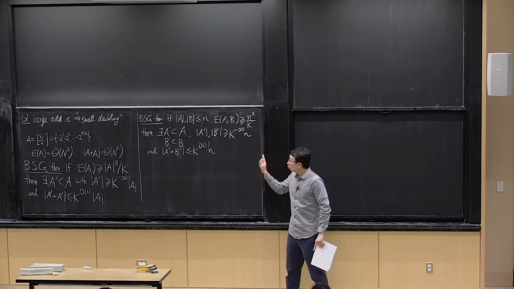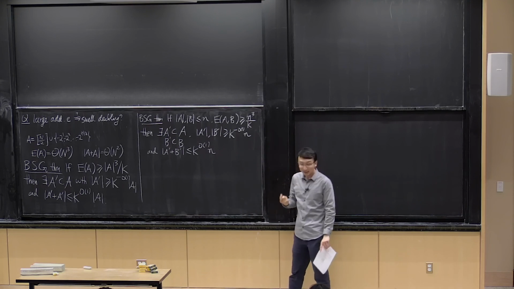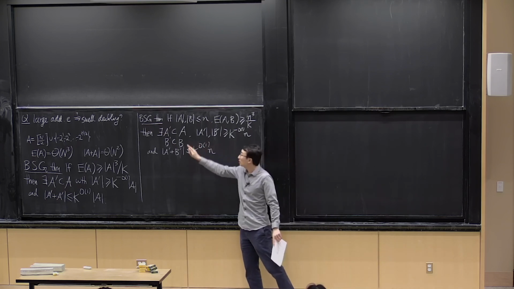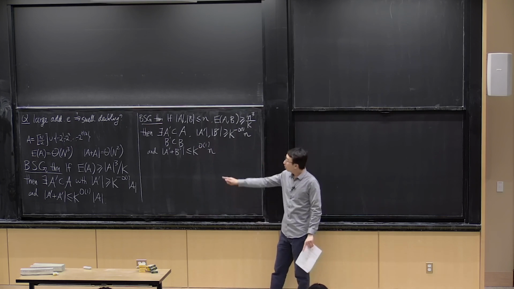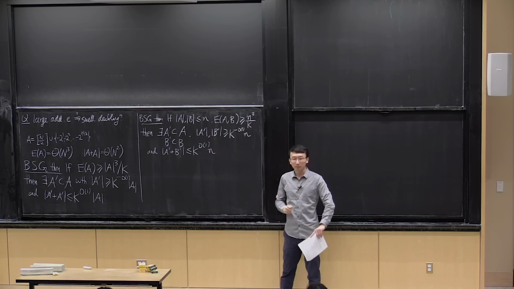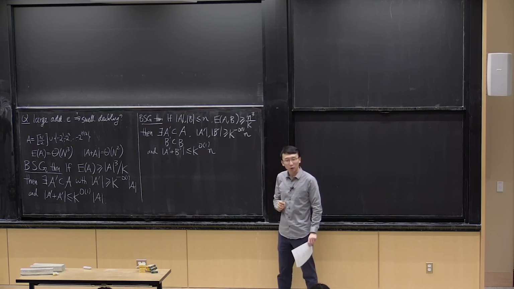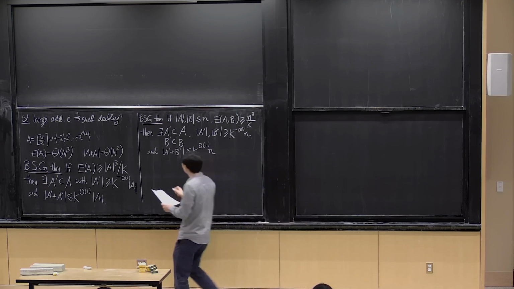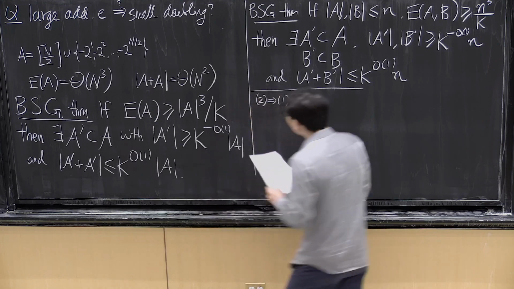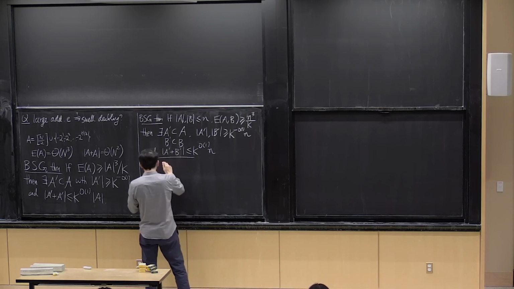It's not so obvious why the second version implies the first version. You can say, well, take A and B to be the same, but then the conclusion gives you possibly two different subsets, A prime and B prime. But in the first version, I only want one subset that has small doubling. Okay, so fortunately, the second version does imply the first version. So let's see why.